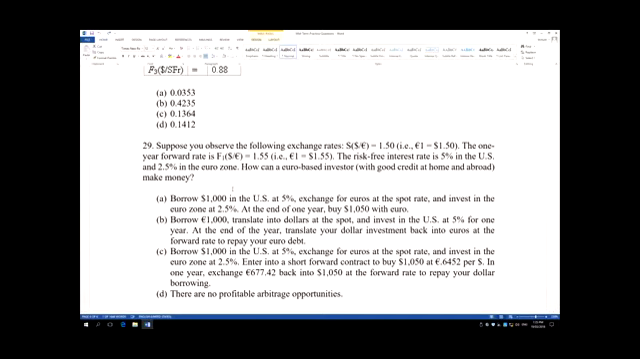Okay, so here we have a covered interest arbitrage, right? All right, so what is the implied forward rate? It is the spot rate of 1.5 times 1.05, which is the US interest rate, divided by the pound interest rate.